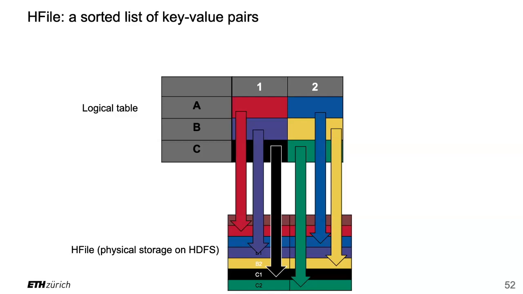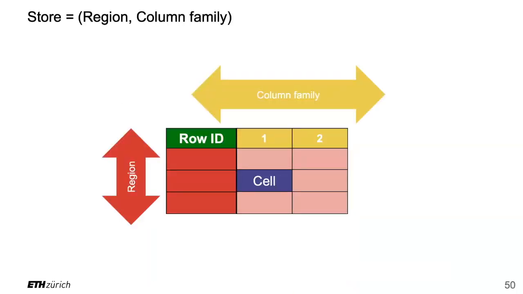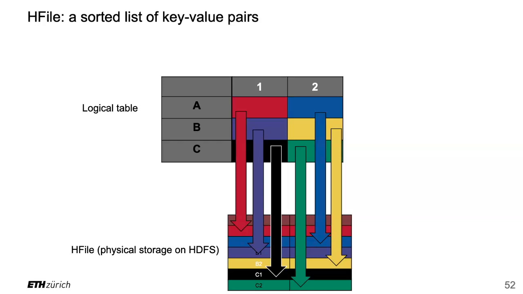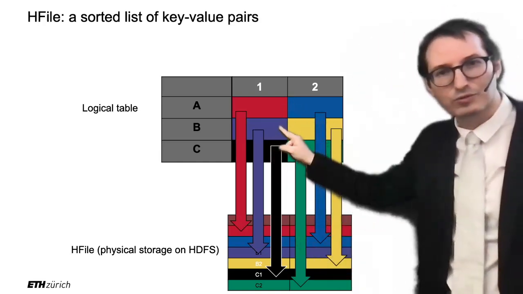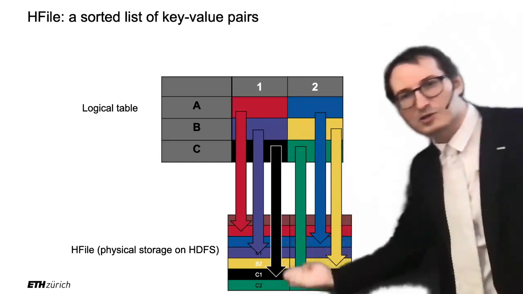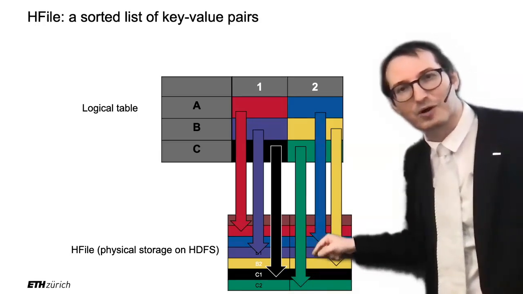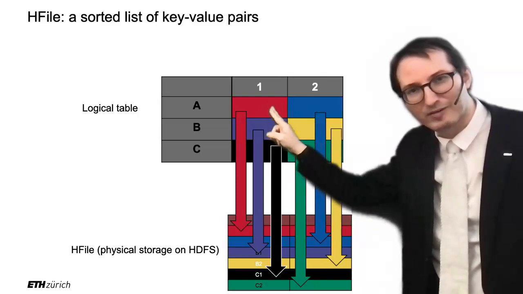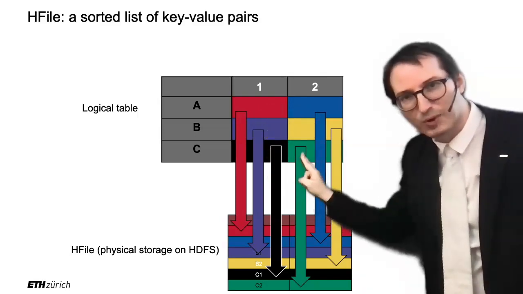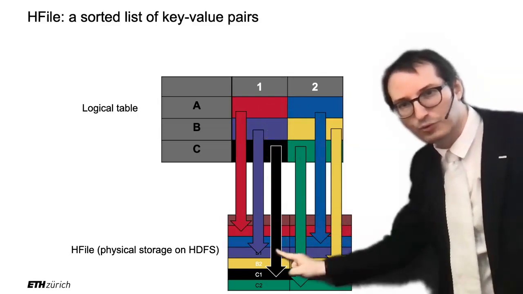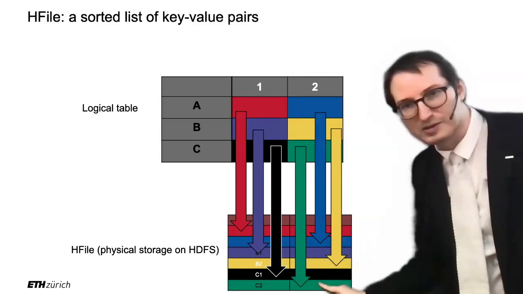Basically, my HFile is just a list of the cells. Remember, a cell is the intersection of a row ID and column. That's one value. So my HFile is just a list of them. Here, how many cells do I have? 6, right? 3 times 2. 1, 2, 3, 4, 5, 6. So I store a list. It's ordered lexicographically: A1, A2, B1, B2, C1, C2.